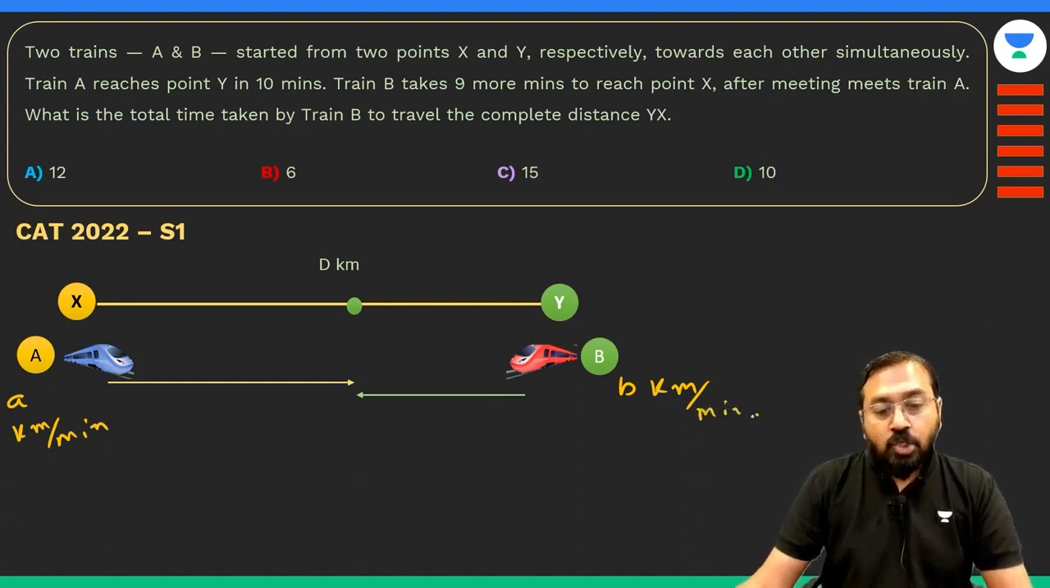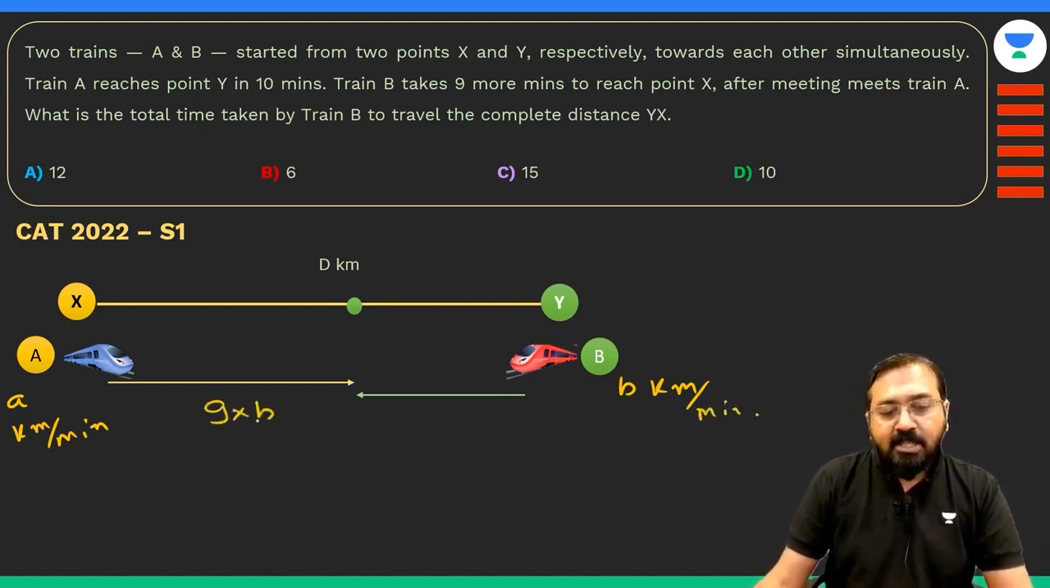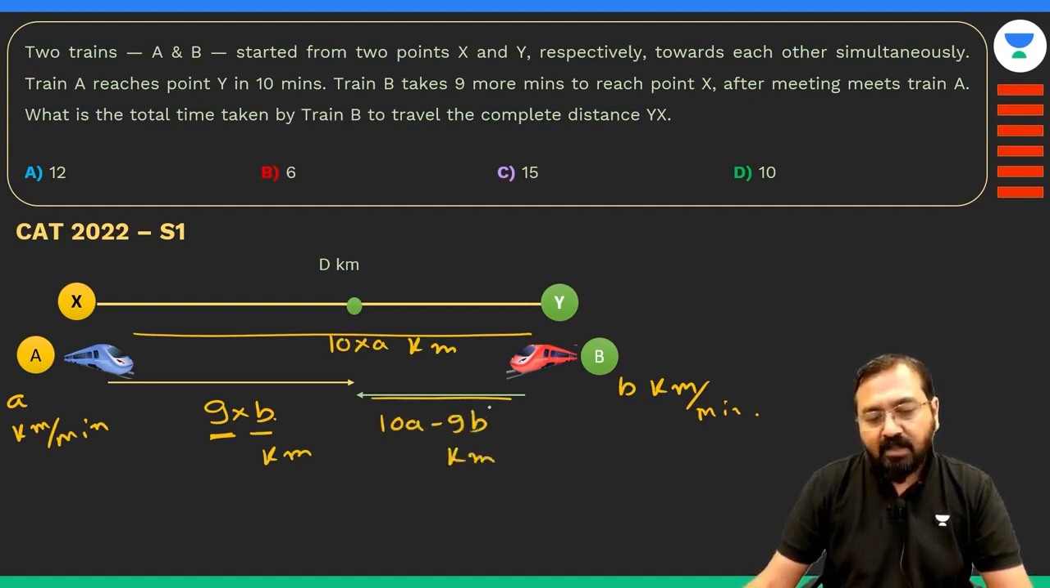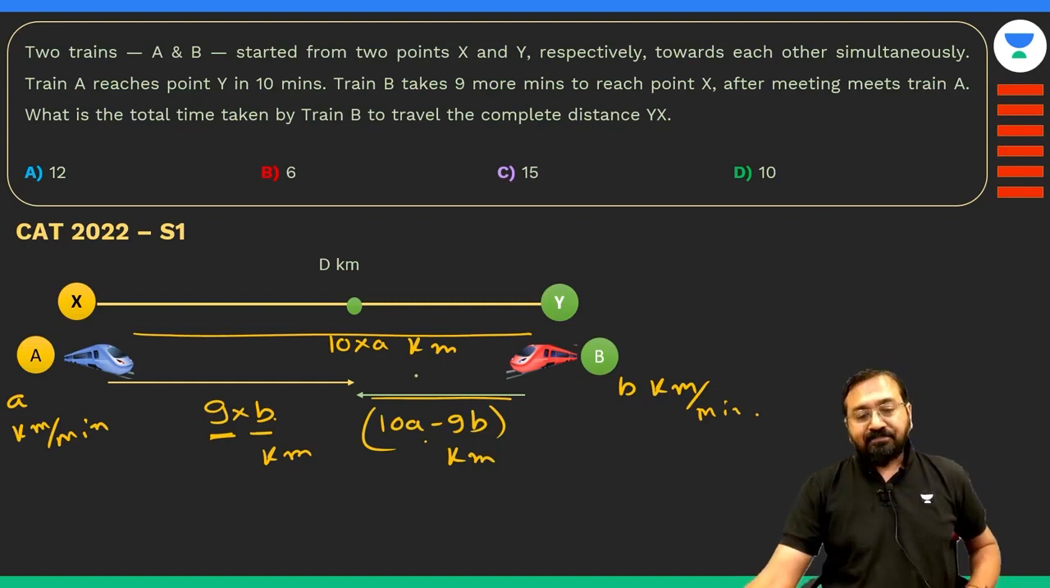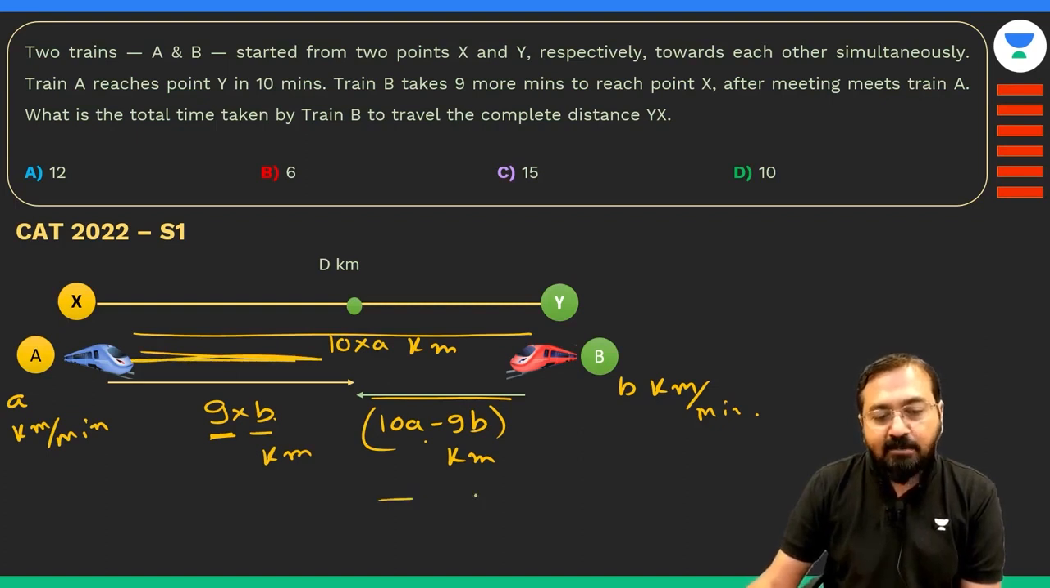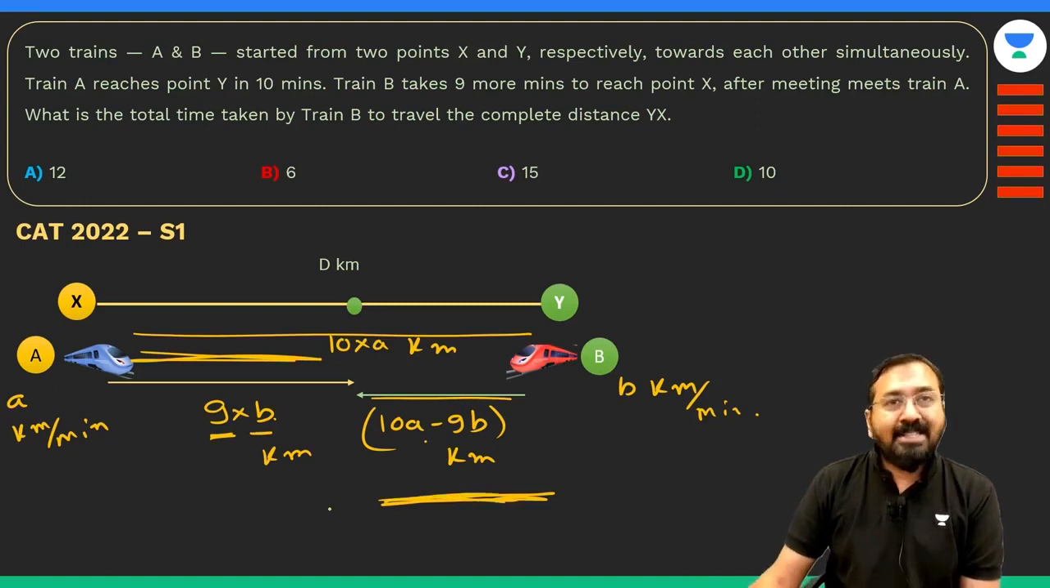So we know this distance should be 9b kilometers, because speed into time is the distance. Similarly, the entire distance should be 10 into a kilometers. This should be 9 into b kilometers. So this remaining distance will come out to be 10a minus 9b kilometers, right? Now we know that the time taken by train A to travel this first part and the time taken by train B to travel this second part should be the same, right?